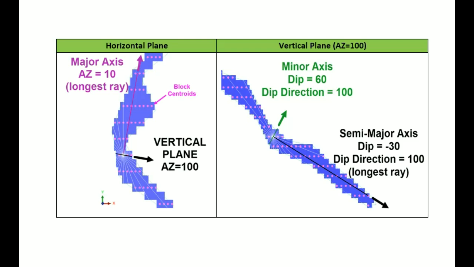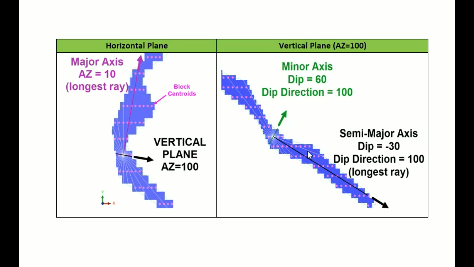The Estimation Manager's dynamic anisotropy engine works off of block centroids. From each block centroid, a set of rays or radiating lines are cast in the horizontal plane at the angular increment defined in the spreadsheet. Each ray is extended to find the farthest block centroid within that wireframe. The longest ray in the horizontal plane is selected as the major axis.